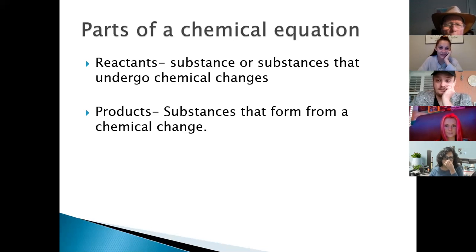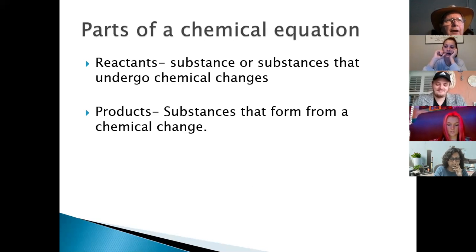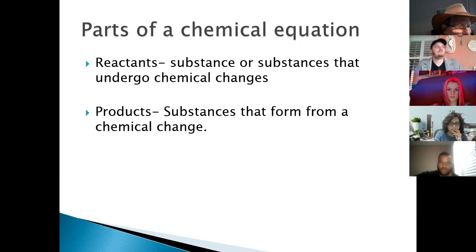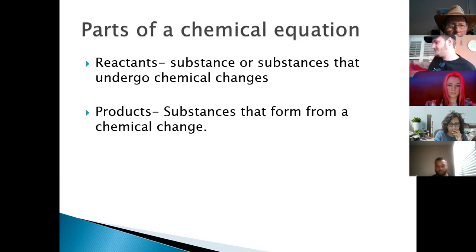All right, when we're dealing with parts of a chemical equation, the reactants are the substances that are undergoing the change. The products are the substances that form from the result of the change. So as a general rule, I'm looking for a word and I can't find it. Rule of thumb. Okay, for lack of a better one, the rule of thumb: reactants are going to go on the left side of an arrow. Products go on the right side. And in effect, put in your mind that the arrow means an equal sign.